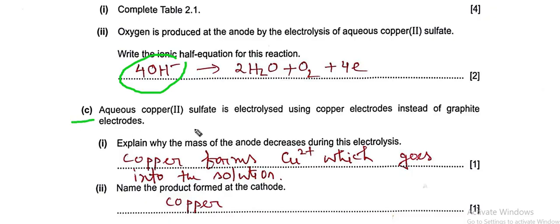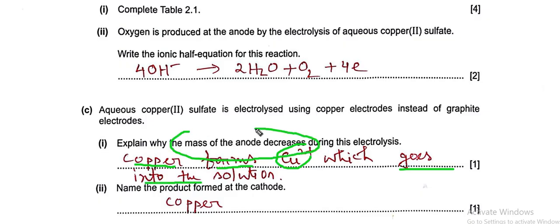Number C, aqueous copper 2 sulfate is electrolyzed using copper electrode instead of graphite electrode. So number 1, explain why the mass of the anode decreases during the electrolysis. Mass decreases. Why? Because copper metal forms copper ion, which goes into the solution. That's why the mass of the anode decreases with time.